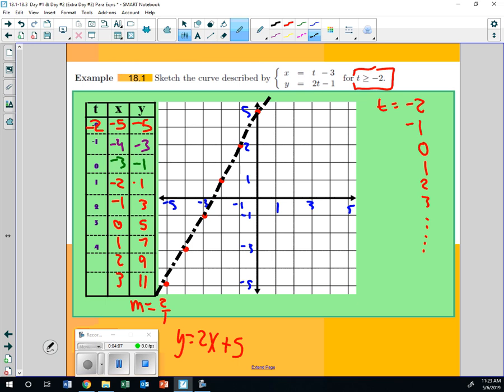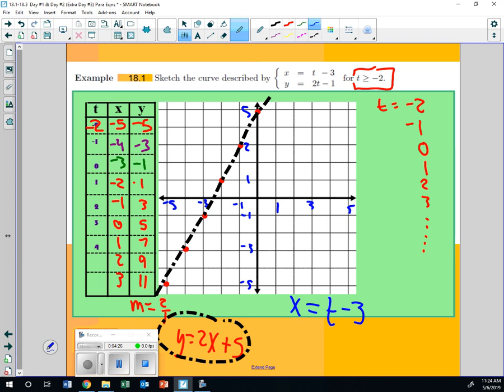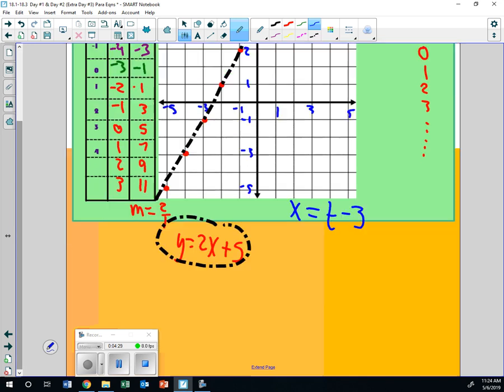Okay, can you believe this is almost half the chapter? I'm almost done. I'm going to show you how to do this algebraically. Okay? To get this algebraically, we're going to start with x equal to t minus 3. Would you write that, please? And then I would like you to eliminate the t from both equations. The way we're going to do that is we're going to solve for t. And so this is going to be t is equal to x plus 3.